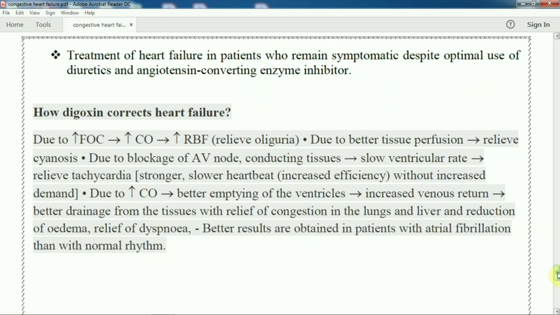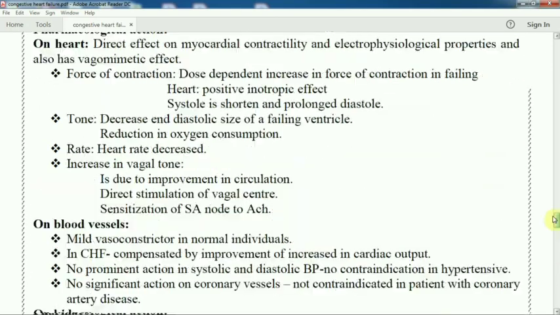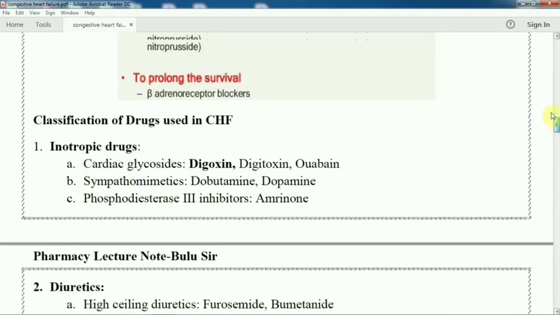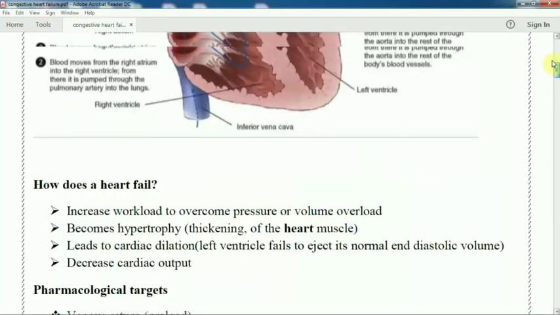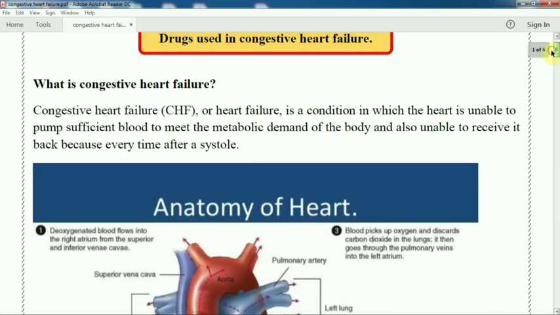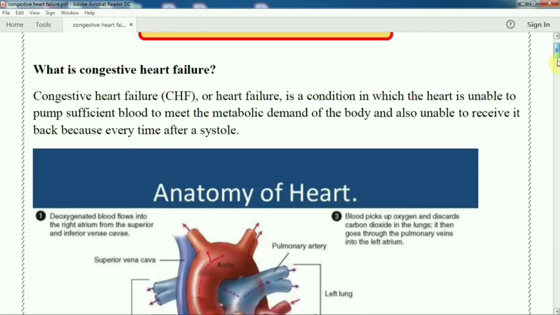Again, a quick recap. What is congestive heart failure? Congestive heart failure is a condition in which the heart is unable to pump or supply the appropriate amount of blood to all parts of the body, or unable to pump sufficient blood on contraction. So this is congestive heart failure.